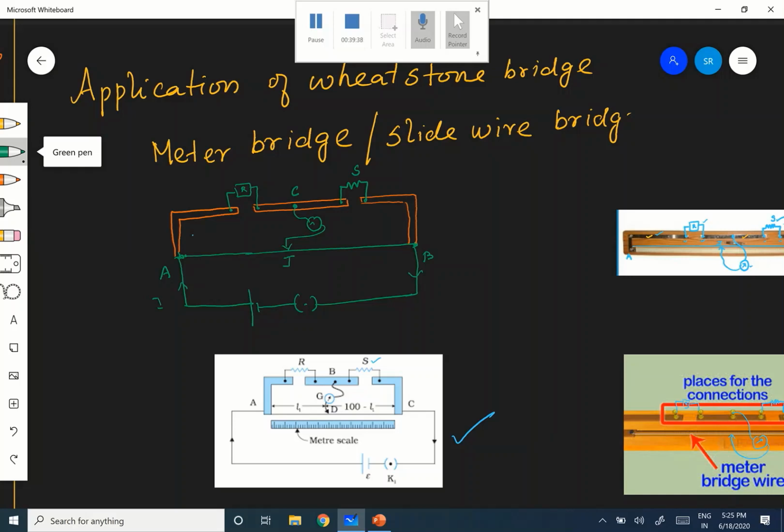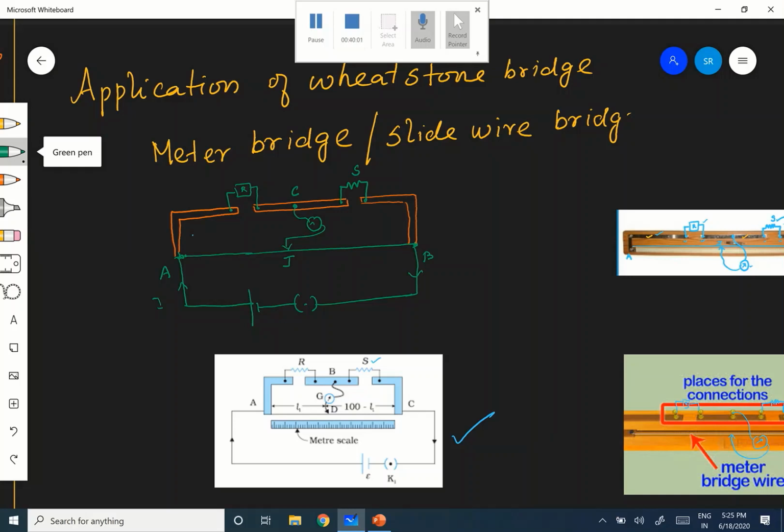I told you AB is a 1 meter wire. The R and S are the resistors. S is the unknown resistance, R is a resistance box. It is variable, whatever resistance you want, you can add to it. That is a known resistance, right? So R and S are ready.